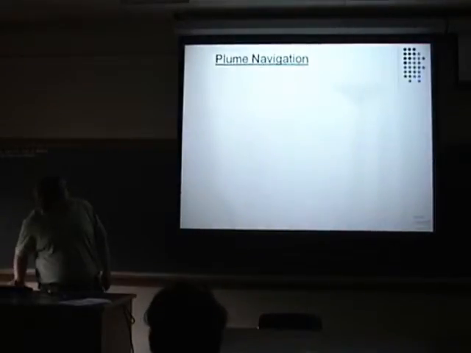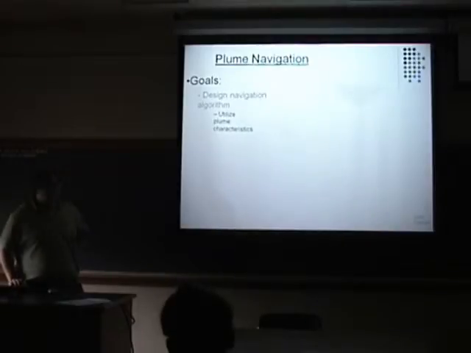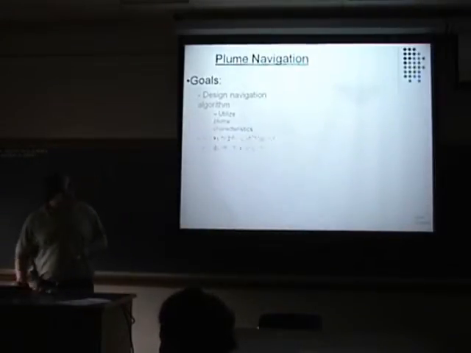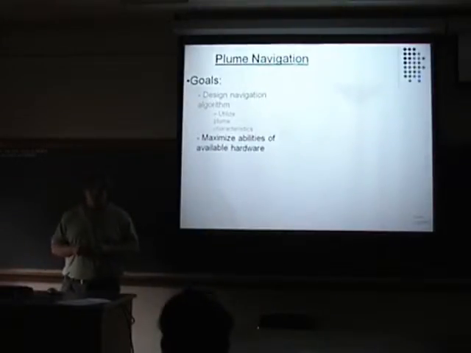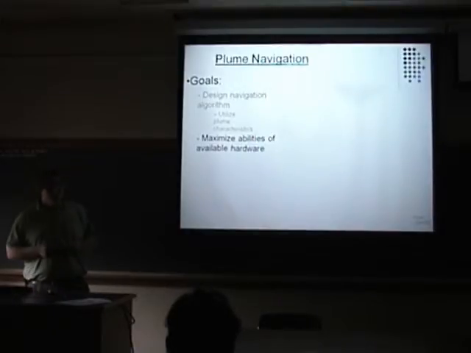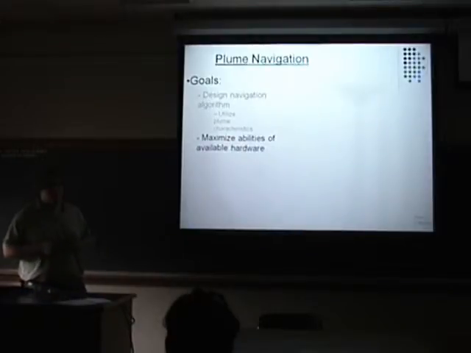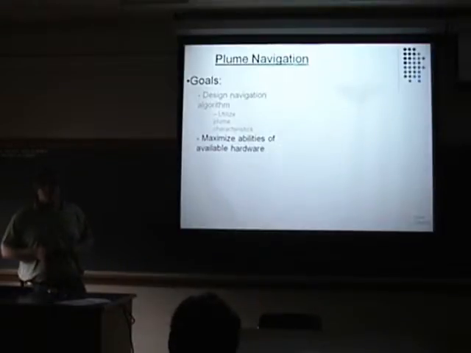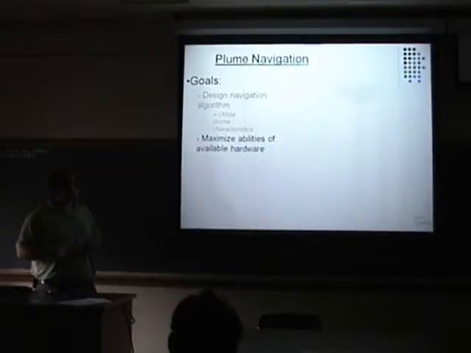My goals are to design the navigation algorithm, utilizing characteristics of turbulent plumes to track the source, and to maximize the abilities of the available hardware. Our sensor has a response time of about 50 milliseconds, which is give or take about 10 times faster than the response time of a silkworm moth's antenna. However, the return time can be up to about 7 seconds, which is about 10 to 15 times faster than the return to a baseline reading of a biological system.